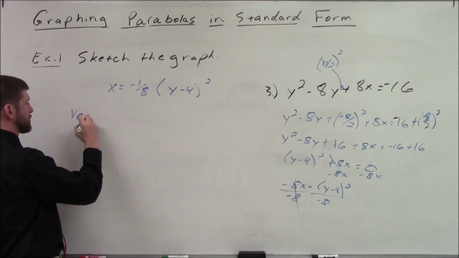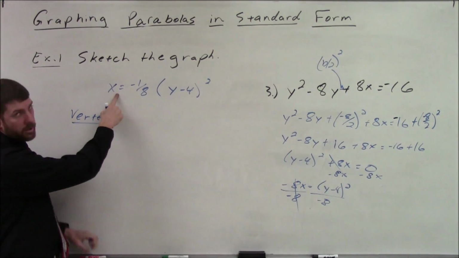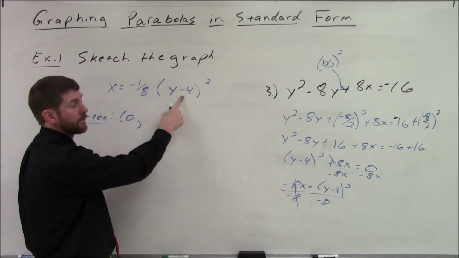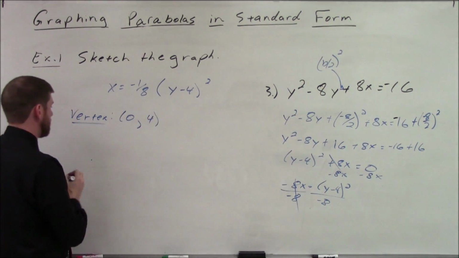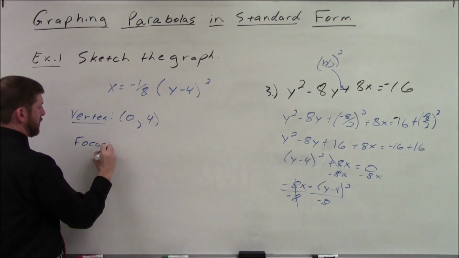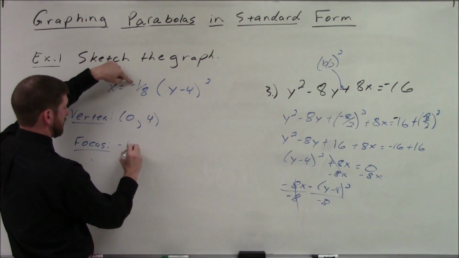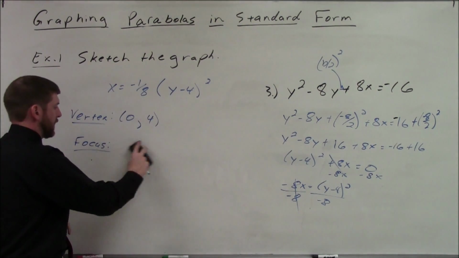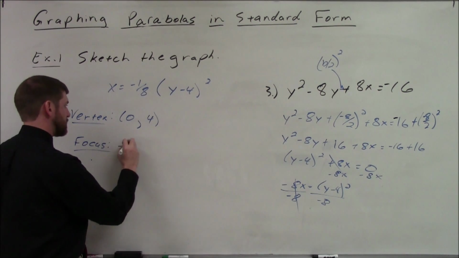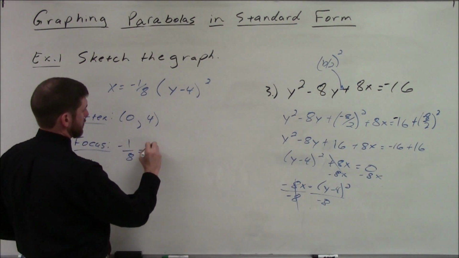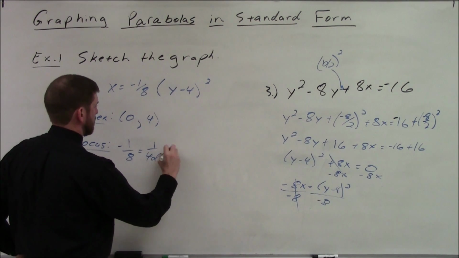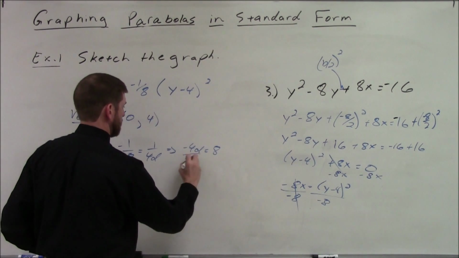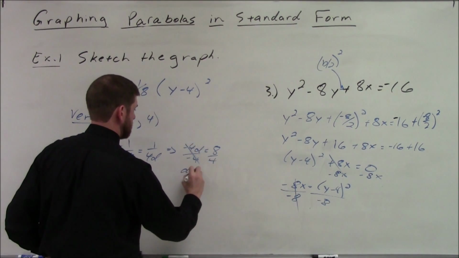Now we can go through what's our vertex. X coordinate has no shift on it, so it's 0. Y coordinate does have a shift on it, so that's going to be 4. Focus. We're going to take our A, so -1/8, is equal to 1 over 4d. Cross multiply, -4d equals 8. Divide by -4, so d equals -2.